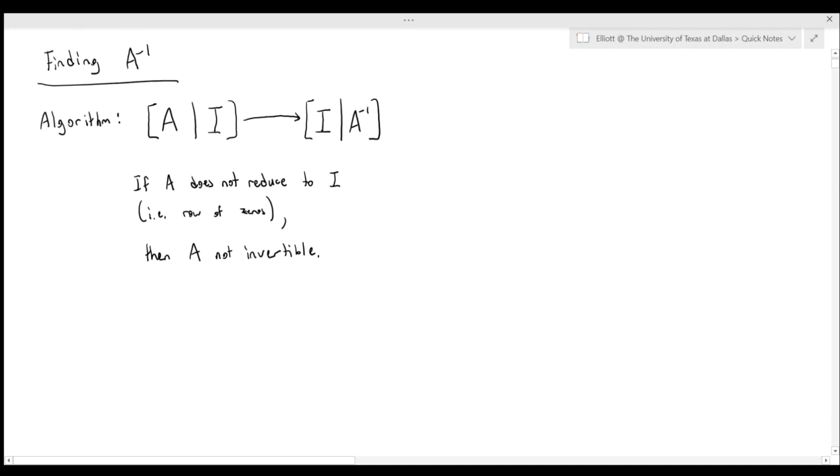So now I'm just going to do one example of illustrating calculating the inverse using this algorithm. So here we have a matrix A. It's going to be a 3 by 3 matrix: 1, 1, 1, -1, 0, -1, and then 2, 3, 3. And let's say that we want to find the inverse of this matrix.